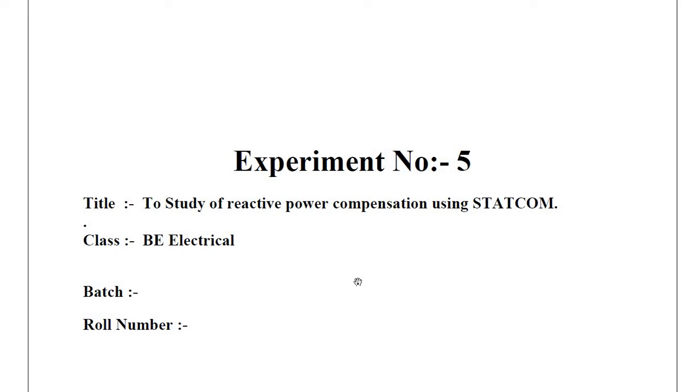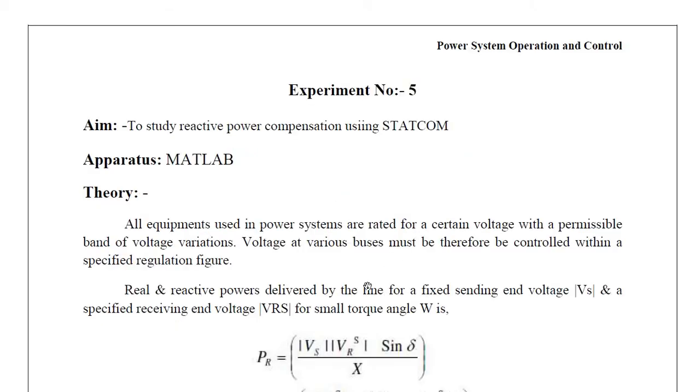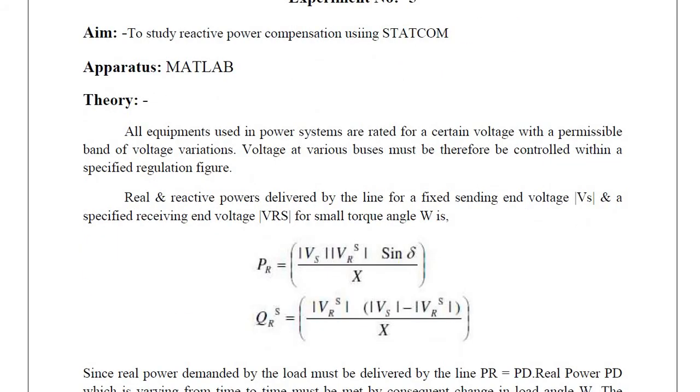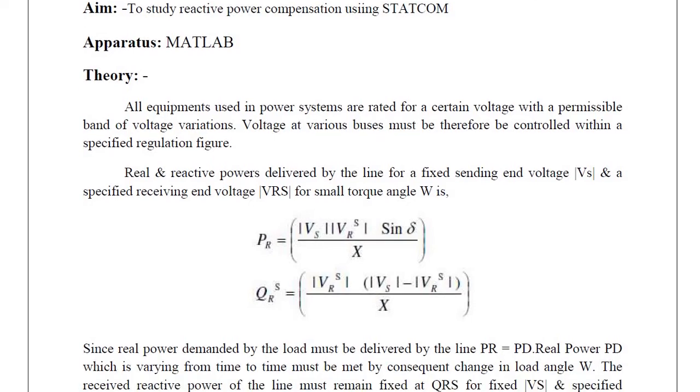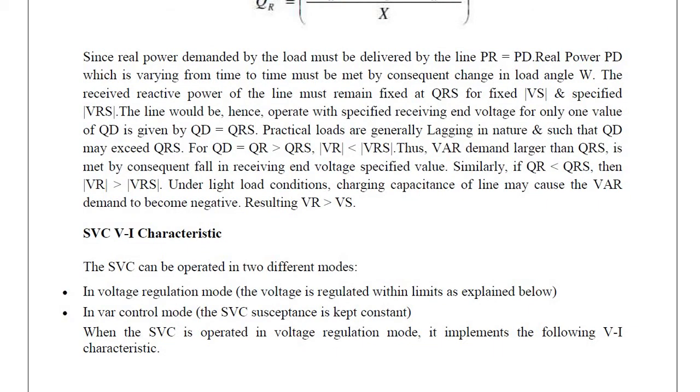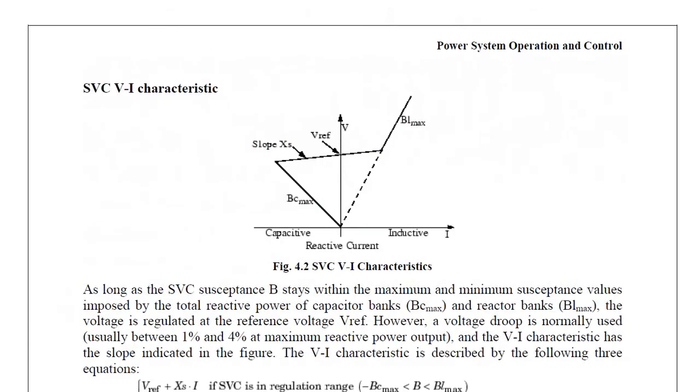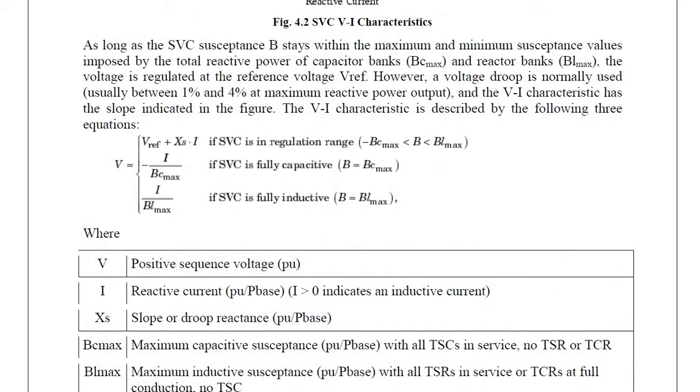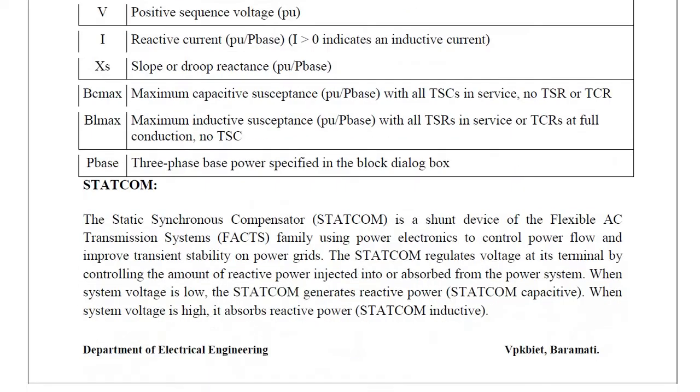Experiment number 5: study of reactive power compensation using STATCOM. Okay, now this is practical number 5. Here we require active power and reactive power components. This is the theoretical data, and we also need the VI characteristics of the static VAR compensator and STATCOM. Okay, now this is the theoretical part.